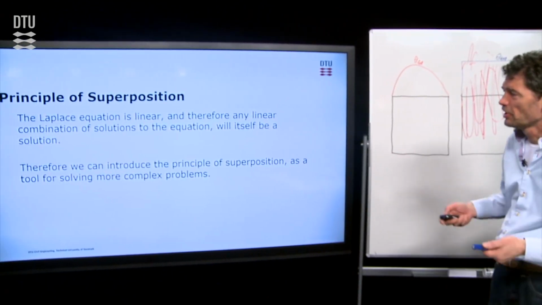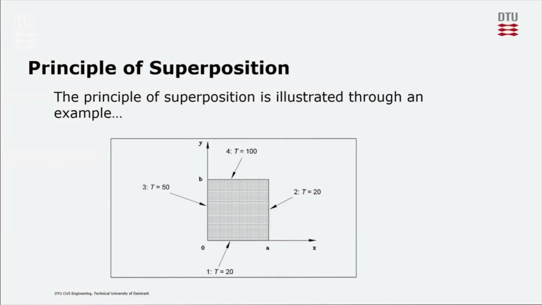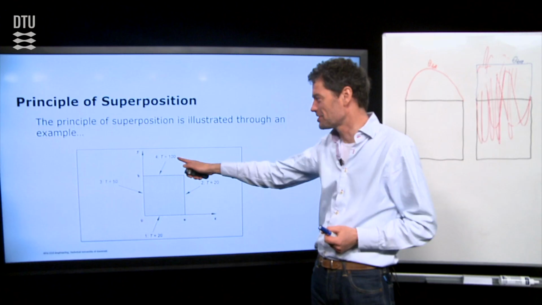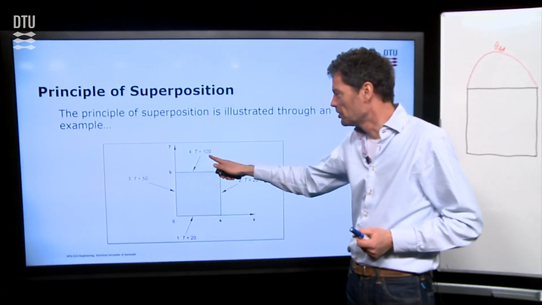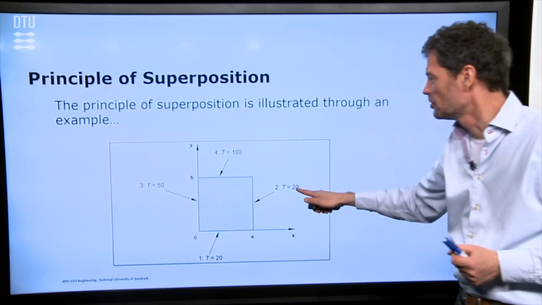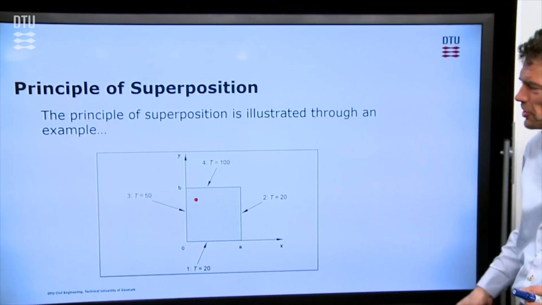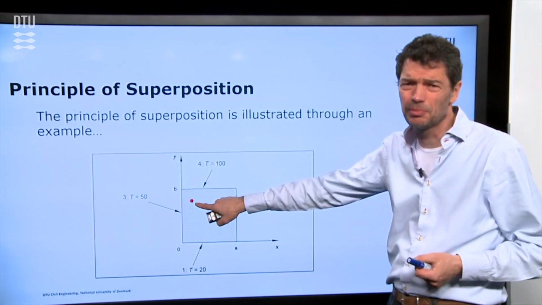So for more complex problems, we can use a superposition. I have here on the slide an example, which I will also elaborate a little bit more on the whiteboard. In real temperatures, T, we have 100 on top, 50 on the right, 50 on the left, 20 on the right, and 20 on the bottom. So we're interested to find, for instance, the temperature in such a point here.